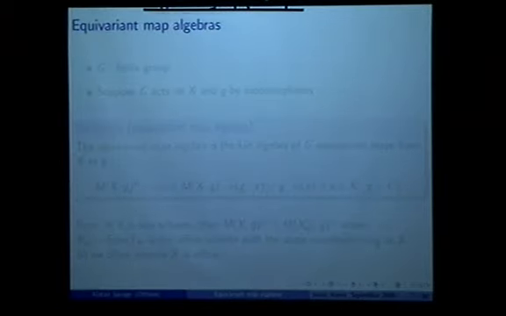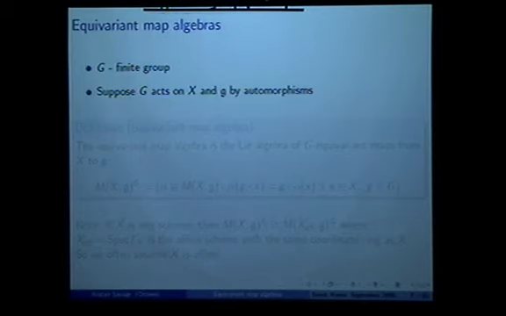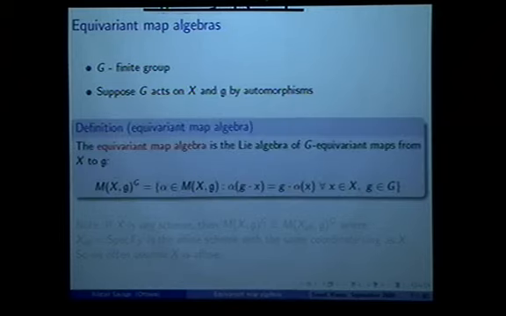So now we want to add in a group action to get the notion of an equivariant map algebra. So we have some finite group, and we'll suppose that this group acts on both our scheme, or our variety, and the Lie algebra by automorphisms of the two. And then an equivariant map algebra is just the subalgebra of the map algebra that consists of equivariant maps, maps that commute with this action of the group.